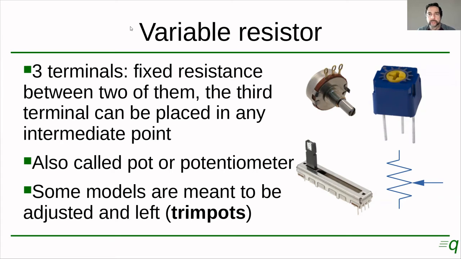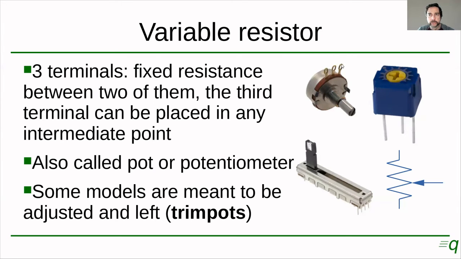Let's talk about a new device that is called a variable resistor. A variable resistor can look like this one, or this one. Let's focus on this one first, right? It has 3 terminals, and it has a fixed resistance between 2 of these 3 terminals. So it's going to have a fixed resistance between this point and this point. And then this point can be placed anywhere in between.